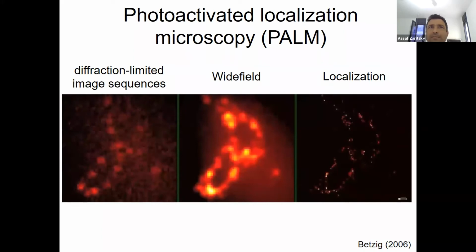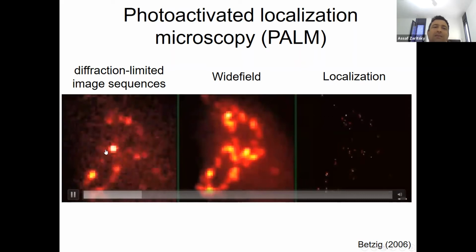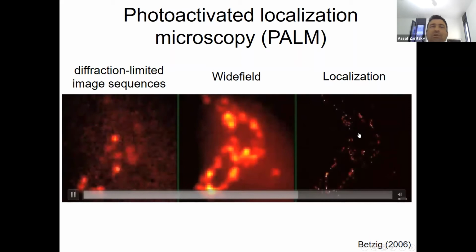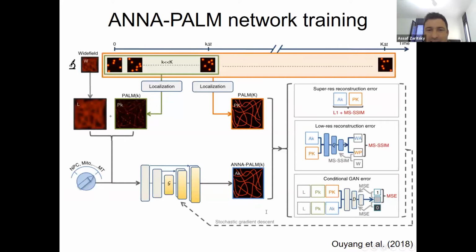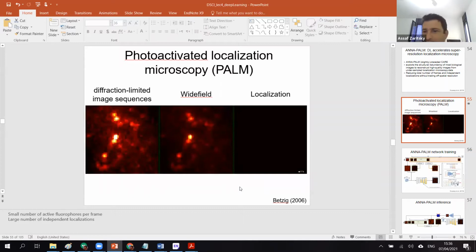So the problem here is that you need to take many, many of these images on the left to get the localization image on the right. And many, we're talking here, tens of thousands, okay? Or 100,000 images. We need to take a lot of images to get to the scales that we see here. Anyway, it's 10,000 images that you need to take in order to reconstruct an image.